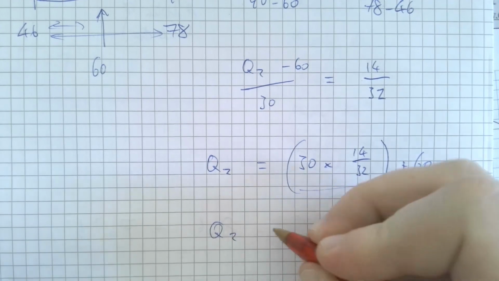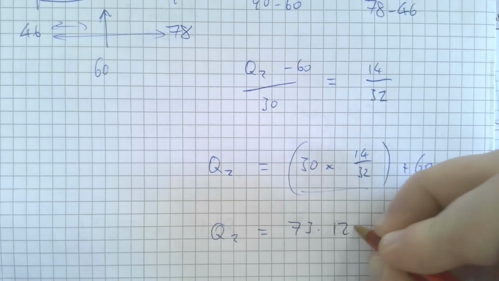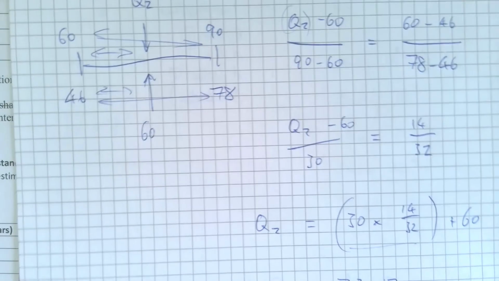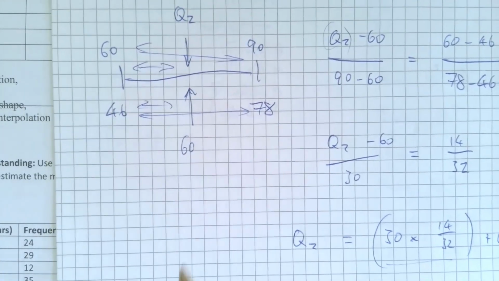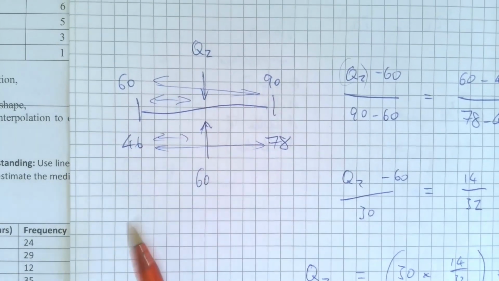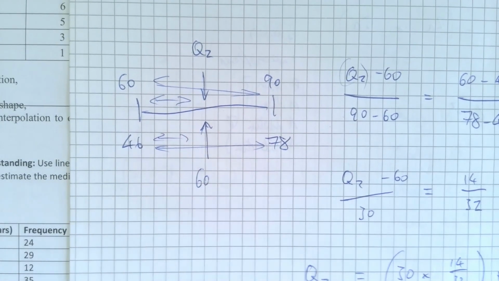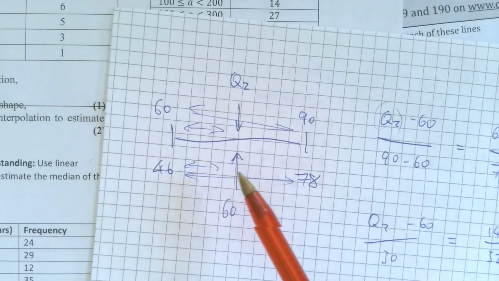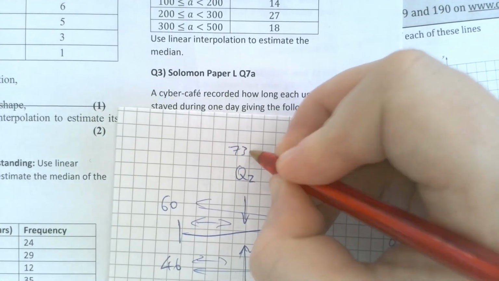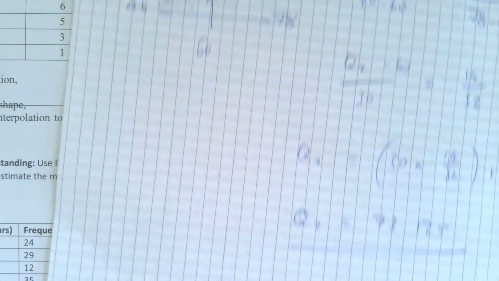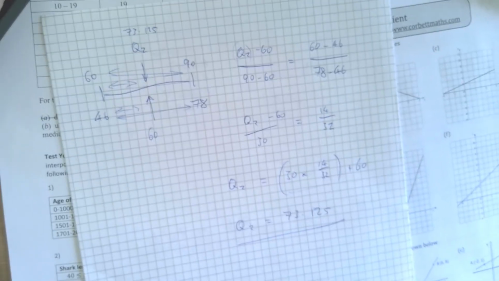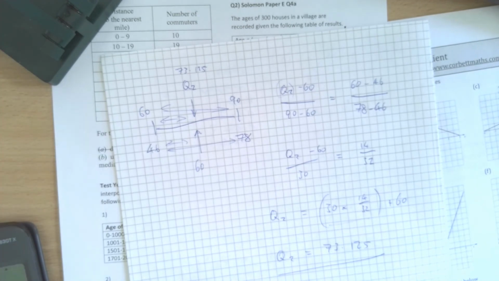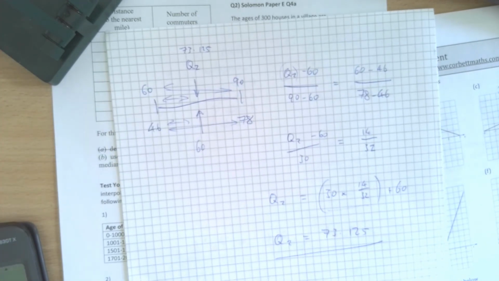So, my Q2 estimate is 73.125. Let's look back up here. Between 60 and 90, the same proportion along between 60 and 90 as 60 is between 46 and 78. Does 73.125 fit? Seems kind of sensible, doesn't it? It would be conceivable that it would be about there on that number line. So yes, that is linear interpolation to estimate the median. Top stuff.